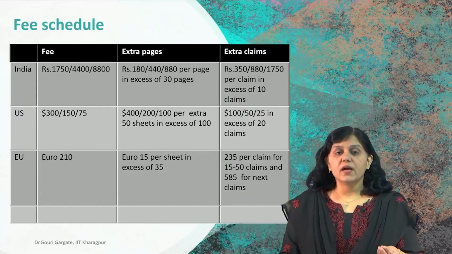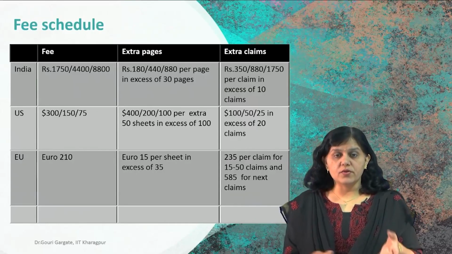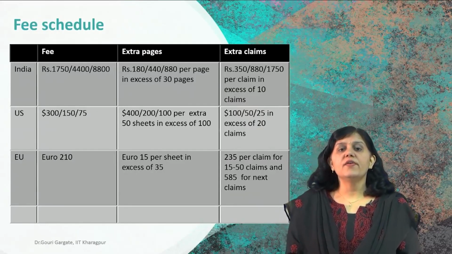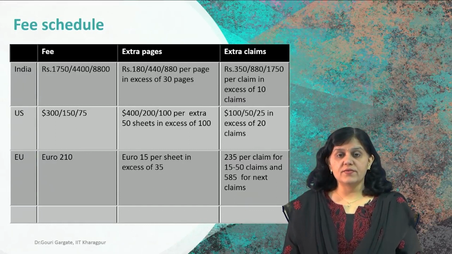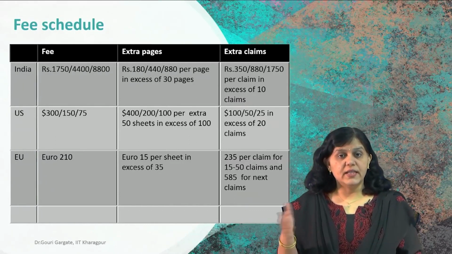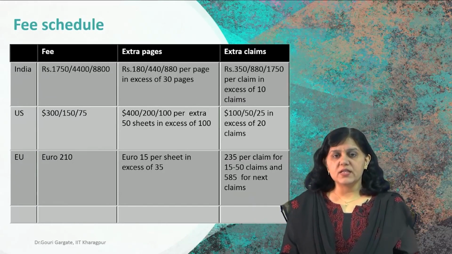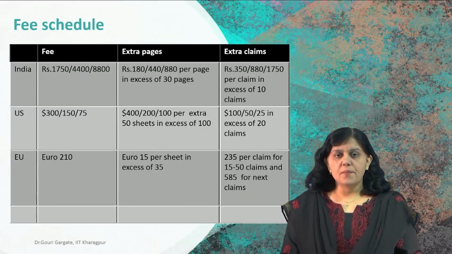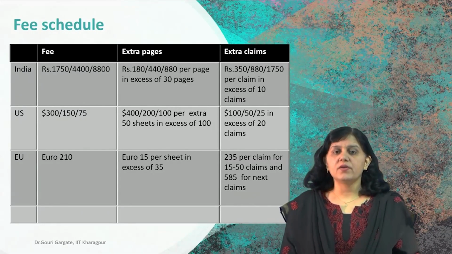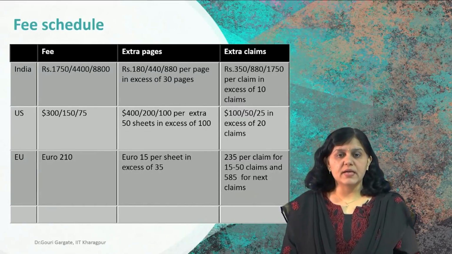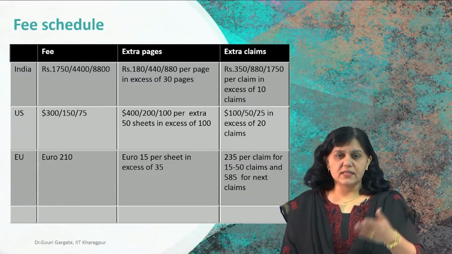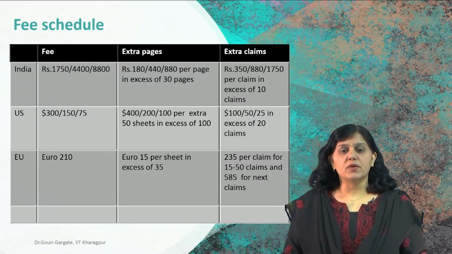What about claims? You have to give 235 euros per claim for claims 15 to 50, and then 585 for the next claims. So, up to 15 it is fine, it is included as normal, but after 15 you have to give 235 euros per claim, and after 50, if the number of claims is more, then it will be 585 for each next claim, right. So, this, in short, is to give you an idea about the fees.